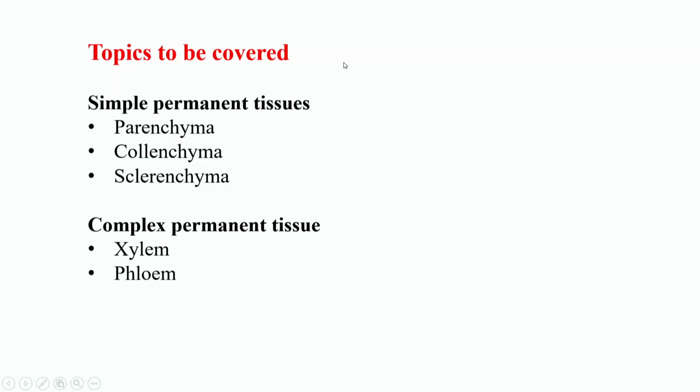As we have discussed previously, permanent tissue also has simple tissues, which are made up of only one cell type, as well as complex tissues, which are made up of different cell types. So, in the first lecture we will start with simple permanent tissues, and we will begin with parenchymatous tissue. We will discuss parenchyma, collenchyma and sclerenchyma, which are simple permanent tissues, and then complex permanent tissues, xylem and phloem. All these things we will cover in a single module. So, first let us start with parenchyma.